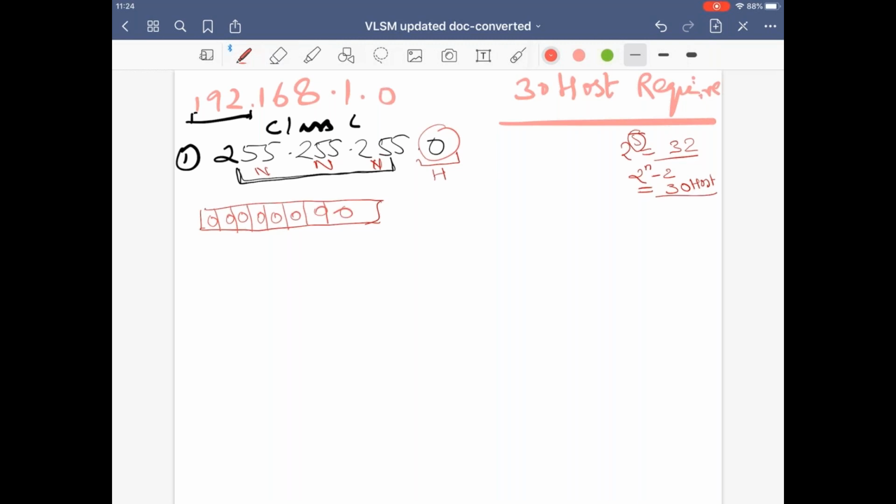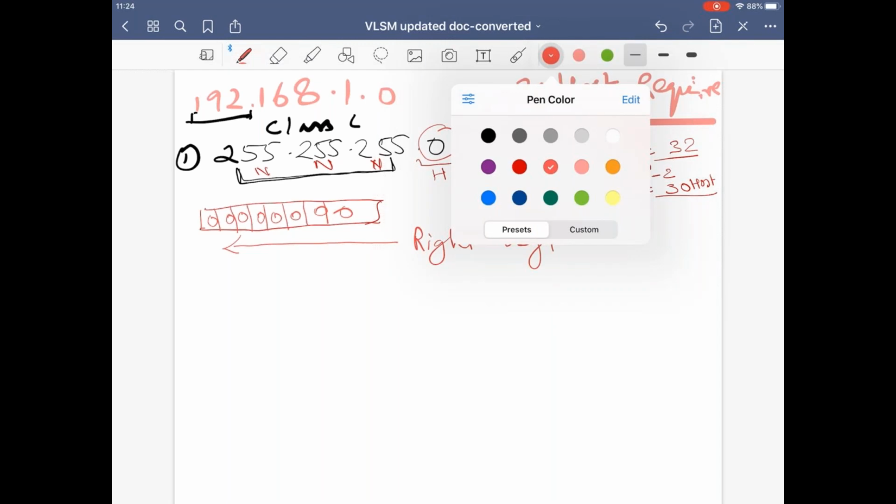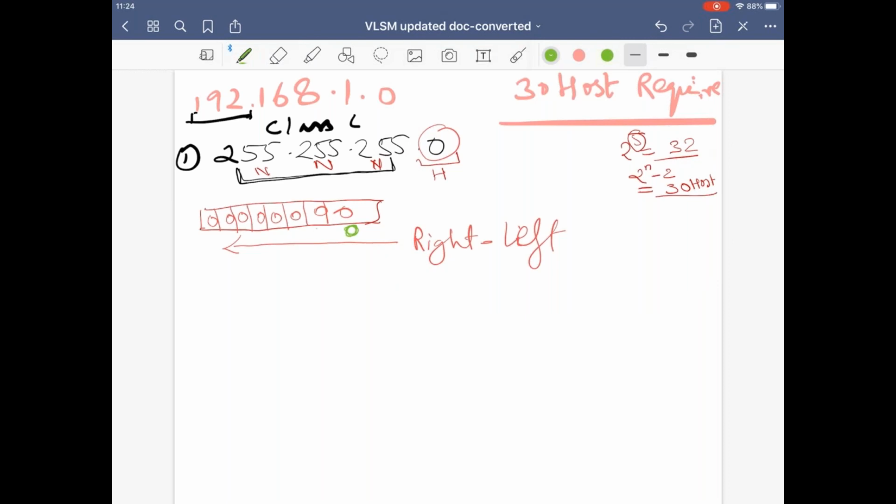Now my requirement is 30 hosts. Whenever I am calculating for hosts, I will look from right to left. When it is subnets, it is from left to right, for the number of needed subnets. Now I will keep the 0s as they are.